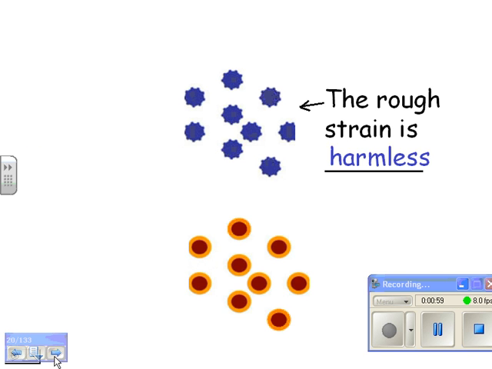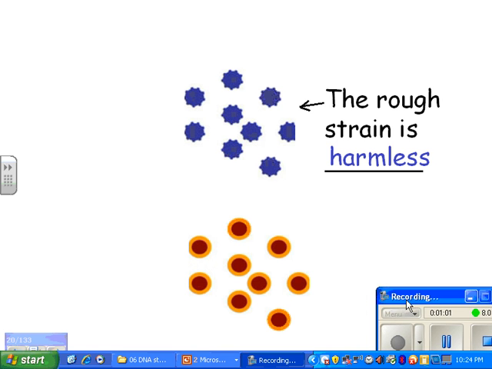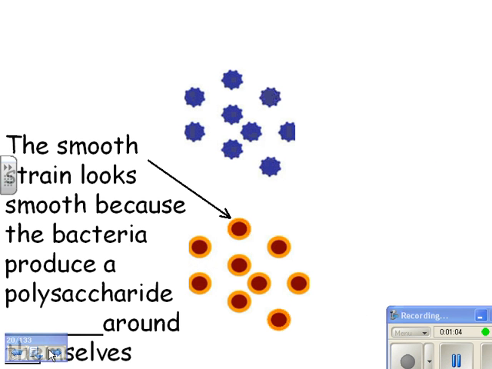So the rough strain is harmless. You can get that and live. And the smooth strain looks smooth because a bacterium produces a polysaccharide capsule around themselves. So these two strains are very similar. This one has bumps on it. These bumps are antigens.